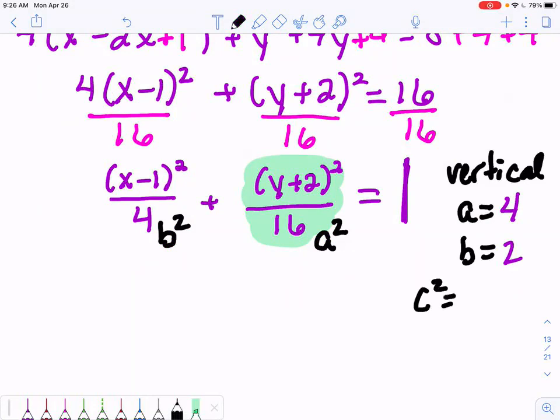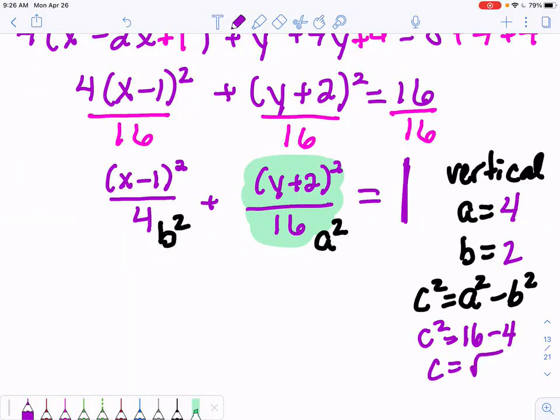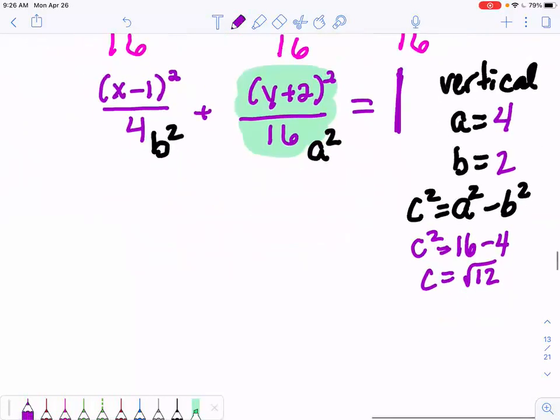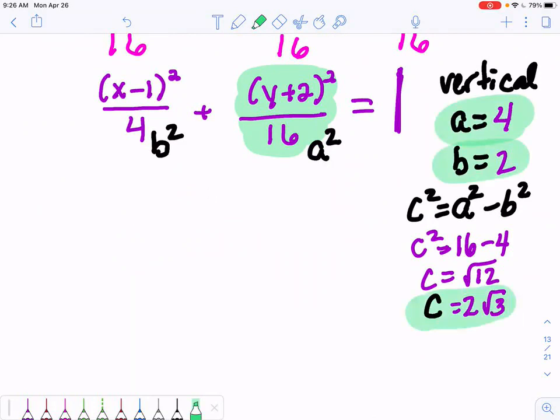C squared is A squared minus B squared. That gets me my focus. So A squared is 16, B squared is 4, so C is the square root of 12. Or we also know that is 2 square roots of 3. So we have A, we have B, and now I have C. Questions?